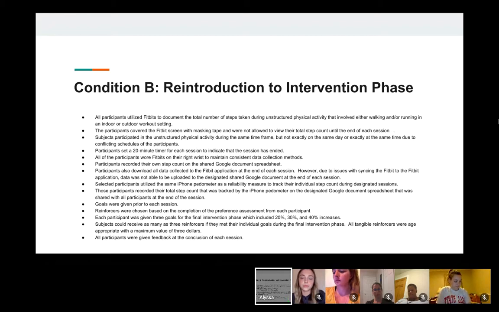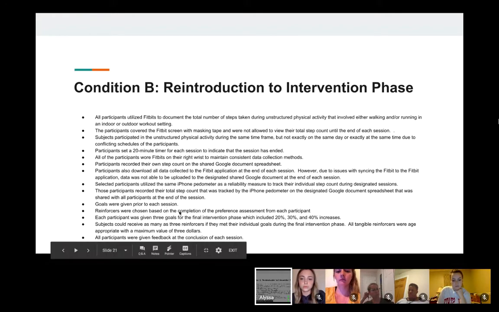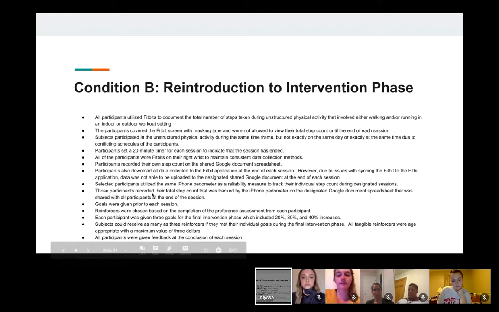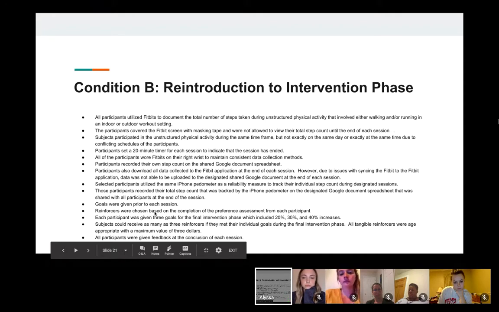And again, due to syncing issues with the Fitbit, we were not able to upload the data from the Fitbit app. For this phase, the goals were also given prior to each session. Our reinforcers were based on the completion of the preference assessment that Megan discussed earlier. For this session, though, we were given 3 goals for this final intervention phase, which started at 20%, then increased to 30%, and then 40%.